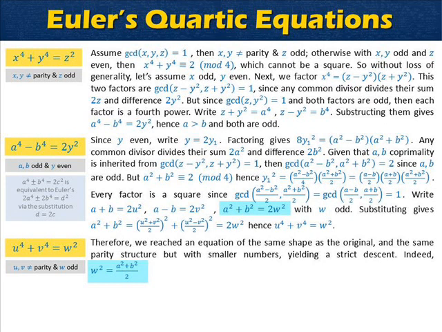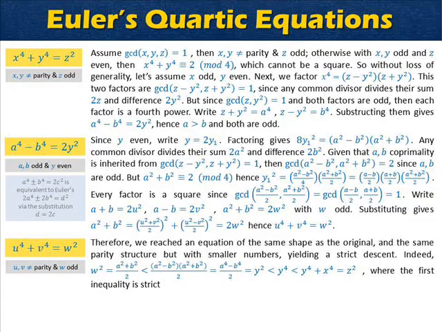Indeed, we note that w squared is smaller than y squared, which is smaller than y raised to the fourth, which is smaller than z squared. Note, the first inequality is strict since a is bigger than b, which is bigger than 0. They are both odd, hence a squared minus b squared is bigger or equal to 8.